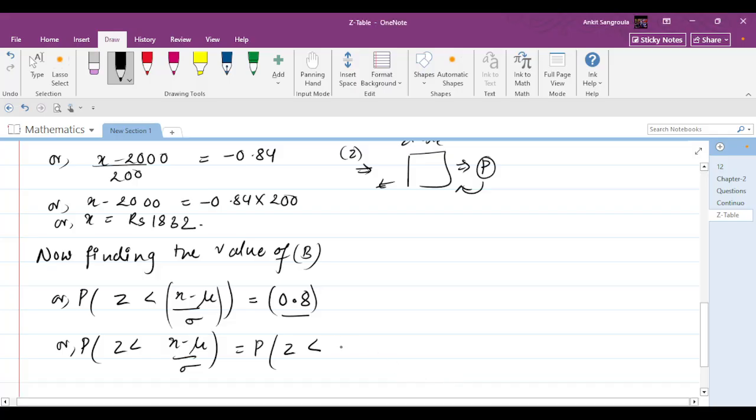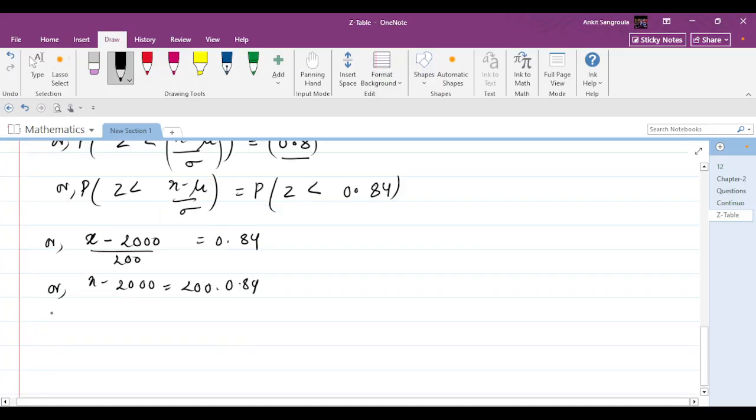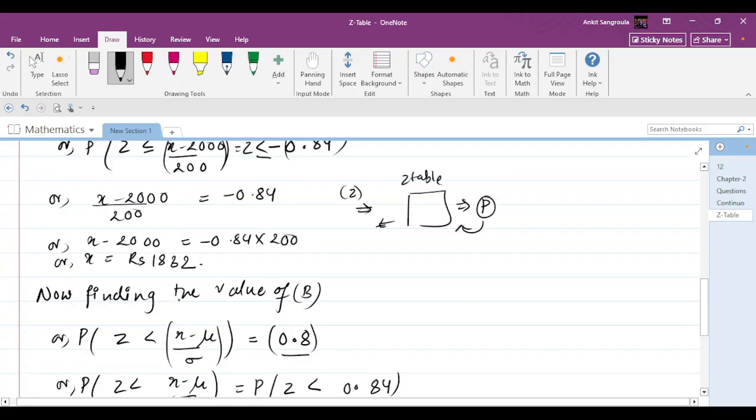So we get the value as 0.84. Now if you equate this, you can write (x minus mu) by sigma, that is (x minus 2000) by 200, equals 0.84. Now we get the answer as x minus 2000 equals 200 times 0.84, and now we get the value of x to be 2000 plus 168, that is 2168.